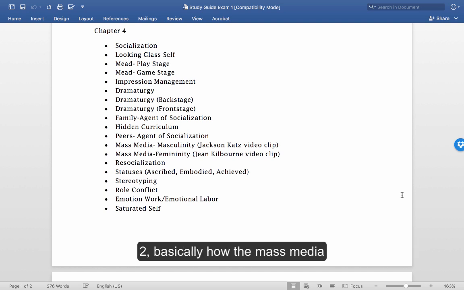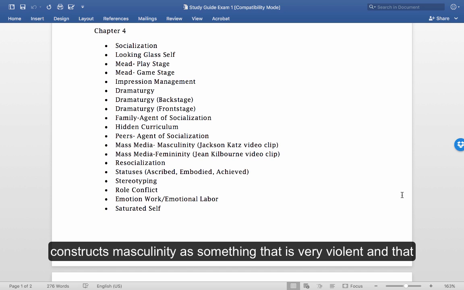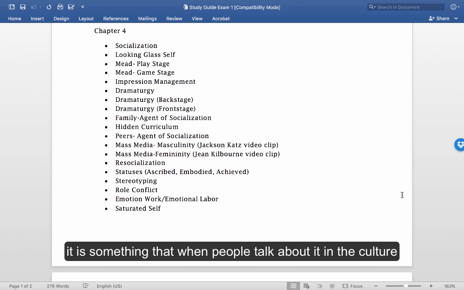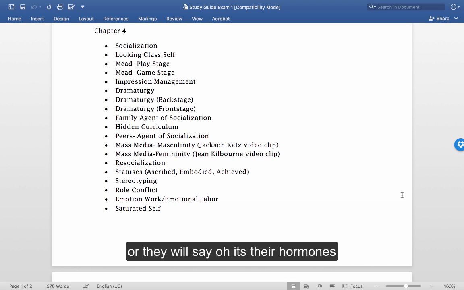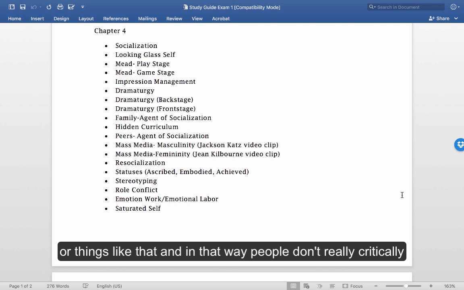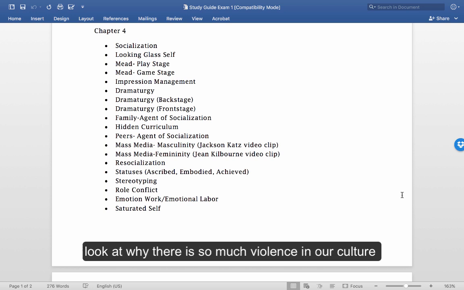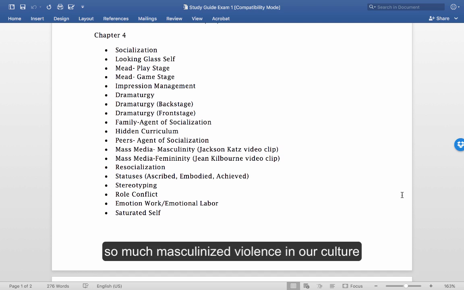Basically how the mass media constructs masculinity as something that's very violent, right? And when people talk about it in the culture, they say, oh, it's biology, like men are just inherently violent, right? Or they'll say, oh, it's their hormones or things like that, right? And so in that way, people don't really critically look at why there's so much violence in our culture and why there's so much masculinized violence in our culture, right?